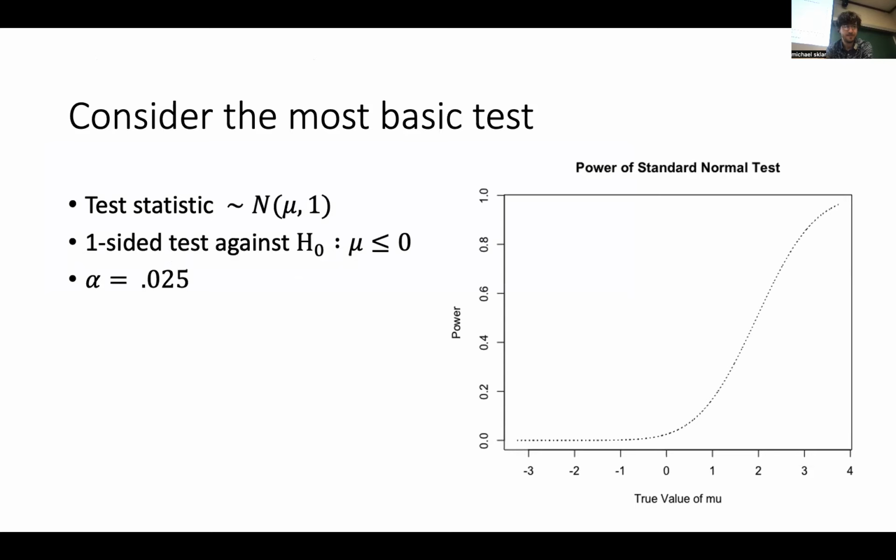The most basic test you could have. Let's consider that we've got a normal testing problem, normal mu, testing for mu with sigma squared equals 1. We've got our null hypothesis being that mu is less than or equal to 0. You want to have a budget of alpha equals 0.025. And we're going to look at this region near the boundary of the null hypothesis. Let's zoom in there.